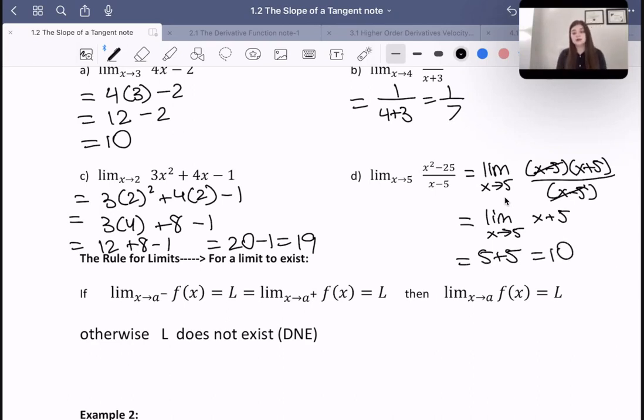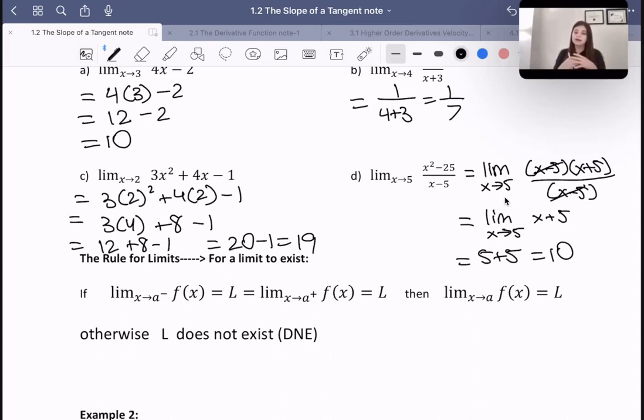So even though f of 5, right, if this was our f of x value, if this was our function, f of 5, to be clear, would be undefined. It would not be 10. However, because we're not finding f of 5, we're finding a limit as x approaches 5, it does not matter that f of 5 is undefined because we only care about what's happening right around that point.